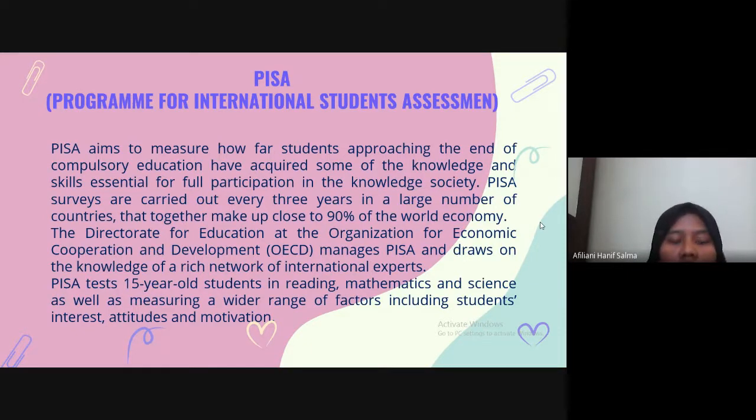The Directorate for Education of the Organization for Economic Cooperation and Development, or OECD, manages PISA and draws on the knowledge of its network of international experts. PISA tests 15-year-old students in reading, mathematics, and science, as well as measuring a wider range of factors including students' interest, attitude, and motivation.